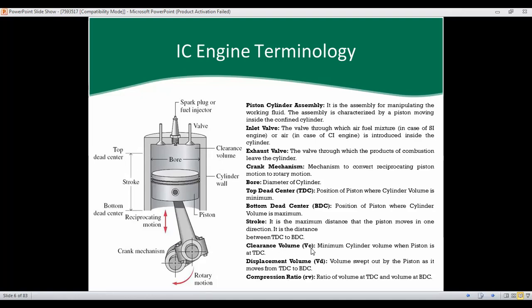Now clearance volume, denoted by VC, is the minimum cylinder volume when the piston is at the TDC. So when the piston stands here, whatever volume is left, that we call the clearance volume.